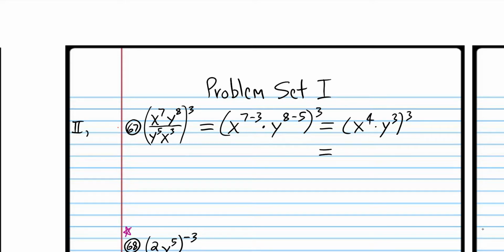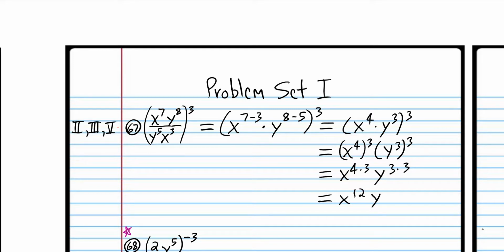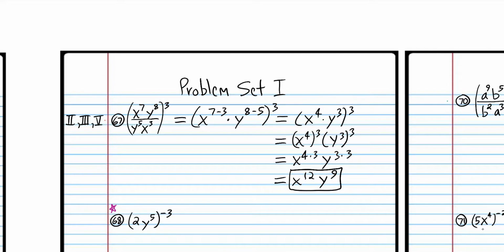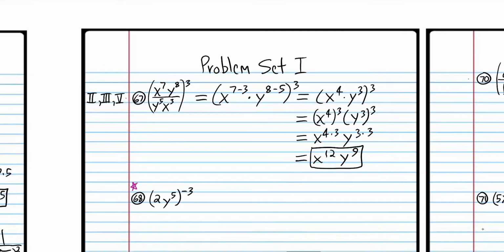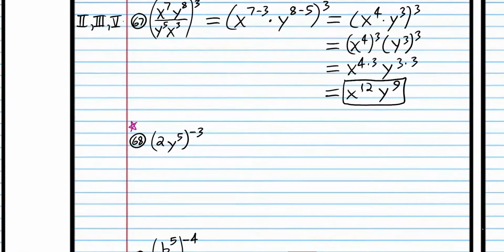And now we're going to use rule number 3 because we have a product raised to a power. So we take the first number in the product and raise it to that power, and then multiply that by the second number in the product raised to the power. But now we have powers raised to other powers, so we use rule number 5, which tells us to multiply the powers. And we end up with x to the 12th power times y to the 9th power. All right. So let's try another one of these.